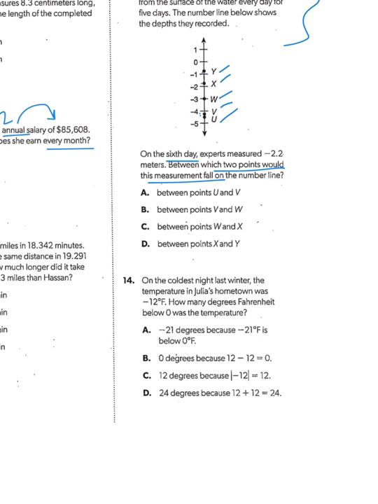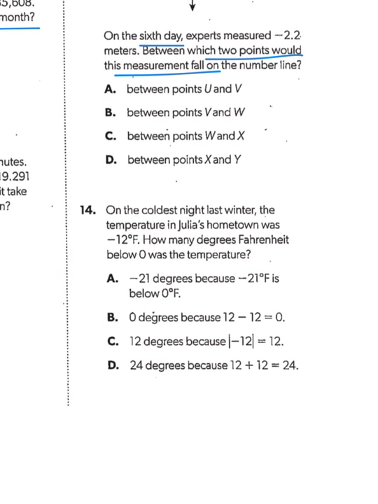14 says, on the coldest night last winter, the temperature in Julia's hometown was negative 12 degrees. How many degrees Fahrenheit below 0 was the temperature? So how many degrees Fahrenheit below 0 was the temperature? I'm going to let you guys figure that one out too. That's 14.